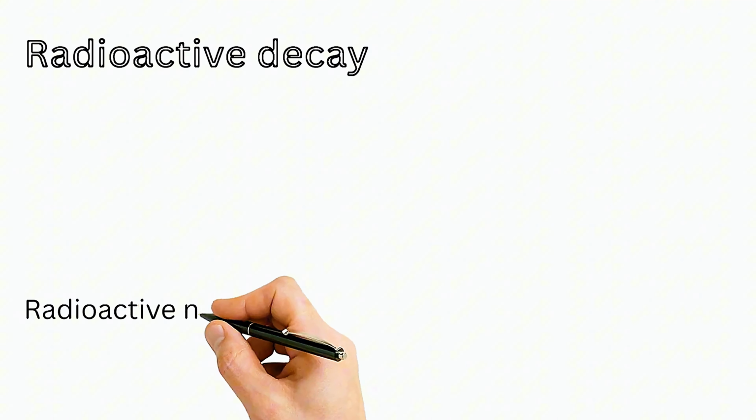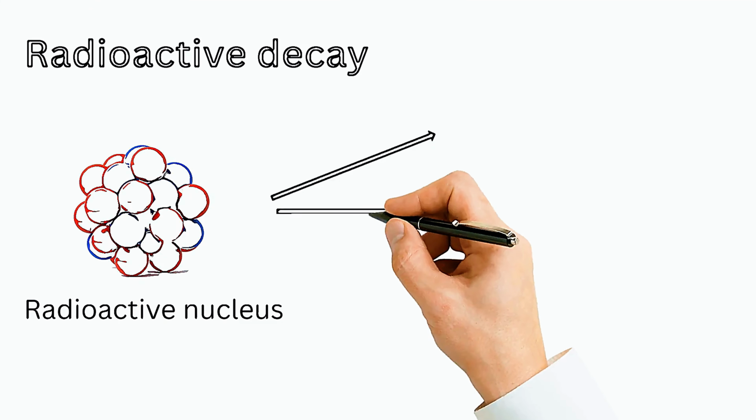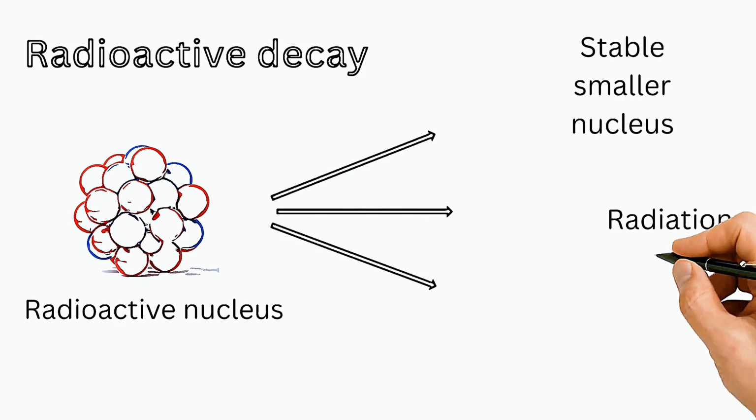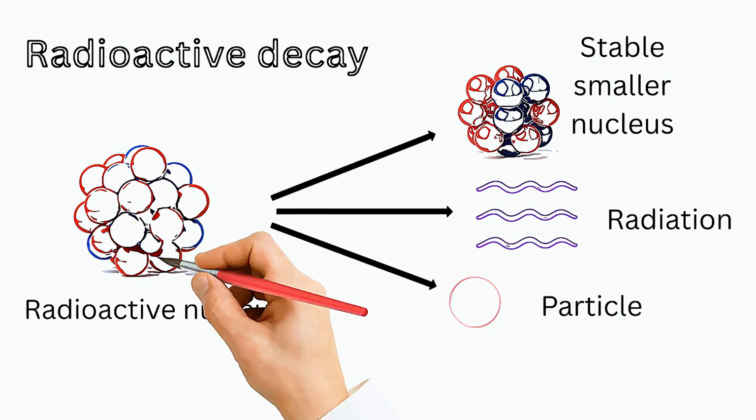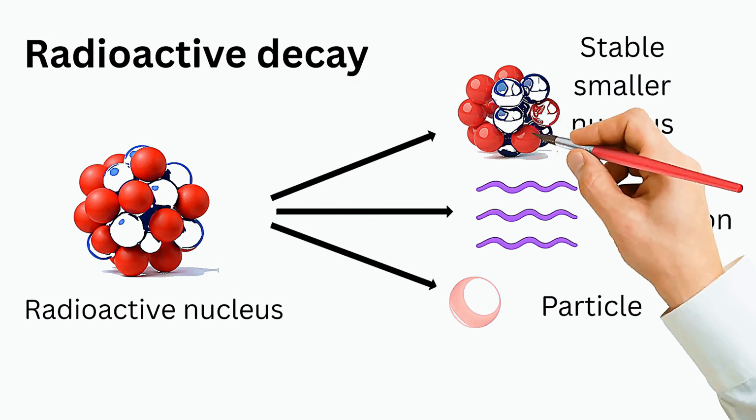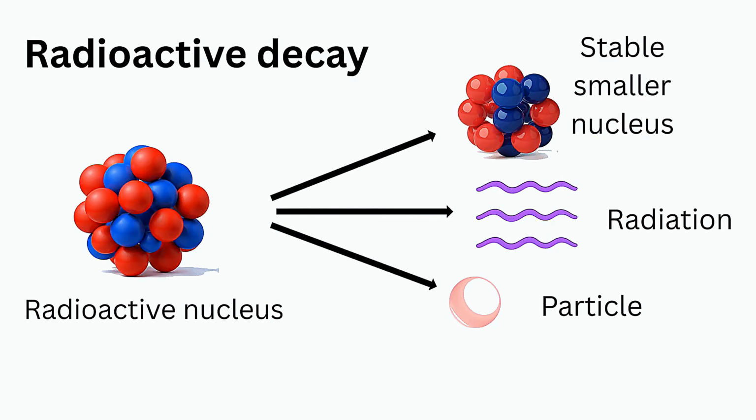Radioactive decay occurs when unstable nuclei release particles or energy to become more stable. Today we'll explore 5 main types: alpha, beta minus, positron, electron capture, and gamma decay. Let's break them down step by step.